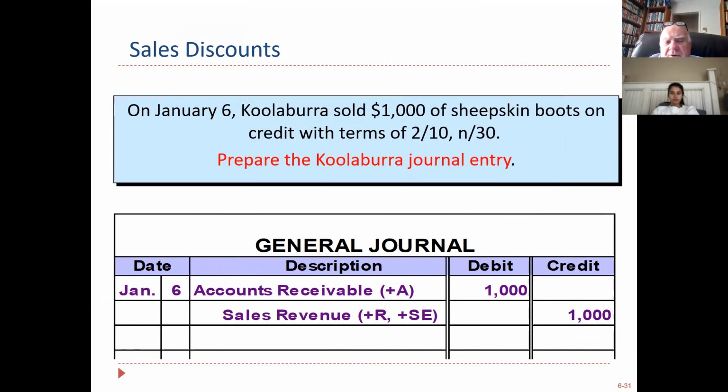Because you can't touch the discount until somebody actually takes it. You can't anticipate that. So now you sold it: accounts receivable 1,000, sales revenue 1,000. The revenue is permanent. That's our revenue, but we may not collect all of the accounts receivable. 2%, 10.